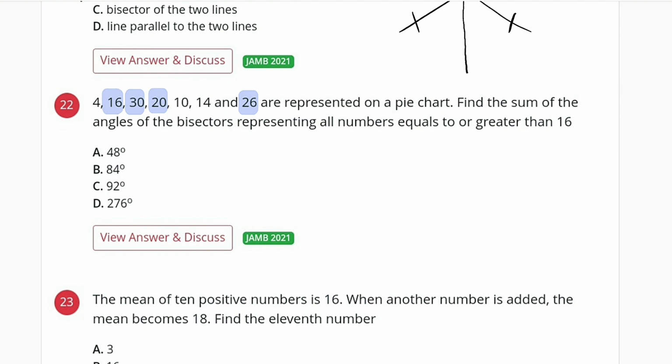First of all, let us find the sum of all these numbers together. If we sum them, we have 4 plus 16 plus 30 plus 20 plus 10 plus 14 and finally plus 26. This is equal to 120. So if you add all of them together, you have 120.